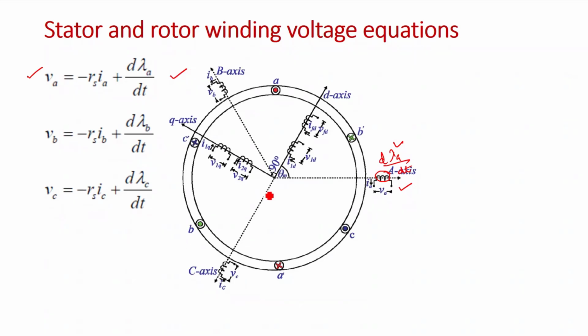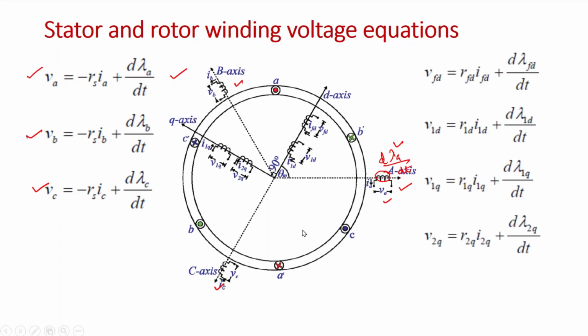Okay. Similarly, for phase B, if we write the equation, VB will be equal to minus RS IB plus d lambda B by dt. Okay. Similarly, VC will be minus RS IC plus d lambda C by dt. Okay. So these are the terminal equations of these 3 windings: phase A, phase B, and phase C. Now, if we go to the rotor voltage equations, we have 4 windings in the rotor, 2 on the D axis and 2 on the Q axis.